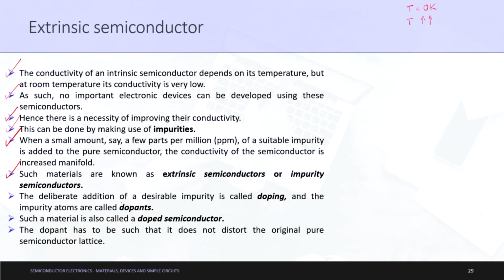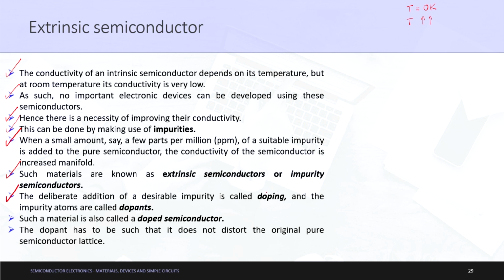So, the deliberate addition of a desirable impurity is called doping. New terminology again. So, what is doping? Basically, the addition of these impurities into the 100% pure semiconductor is called doping, and the impurity atoms are called dopants. Okay. So, these are nothing but theoretical parts only.